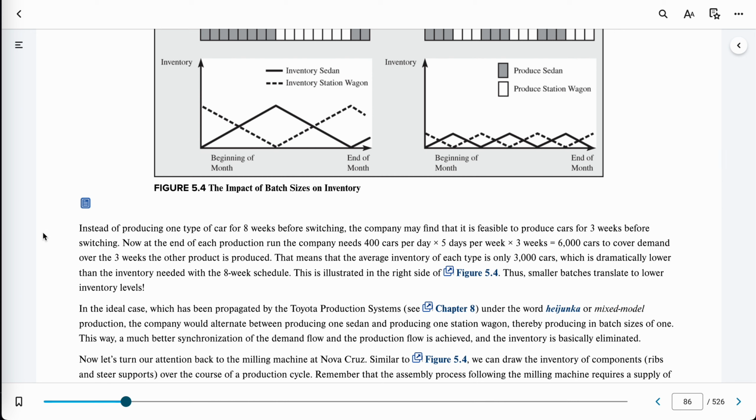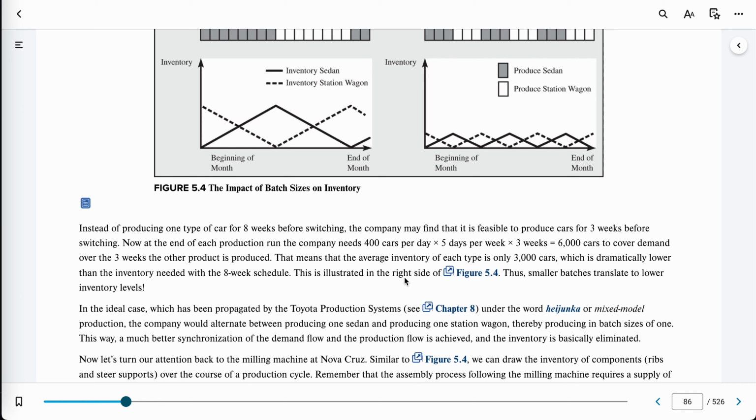So instead of producing 8 weeks of cars before switching, let's say we produce 3 weeks of cars before switching. Instead of producing 16,000 cars of one type and then 16,000 of the other, if we produce, say, 6,000 cars of one type and 6,000 cars of another, then the average inventory that you hold is 3,000, which is dramatically lower.